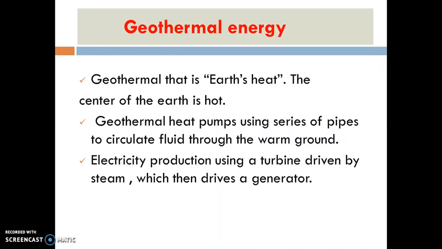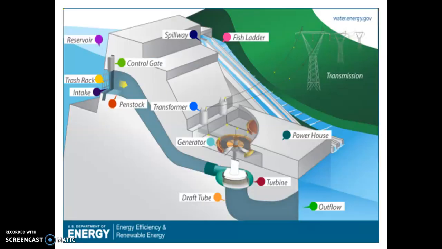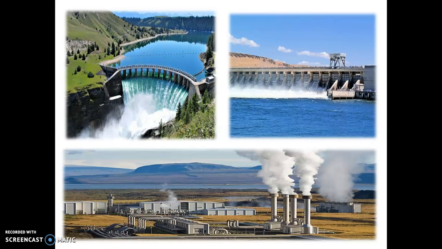And here is a definition of geothermal energy. Geothermal is the Earth's heat. The center of the Earth is hot. Geothermal heat pumps use a series of pipes to circulate fluid through the warm ground. Electricity is produced using a turbine driven by steam, which then drives a generator. Here you may see the intake, transformer, generator, and also how it works. Again, here are pictures of using geothermal generators.